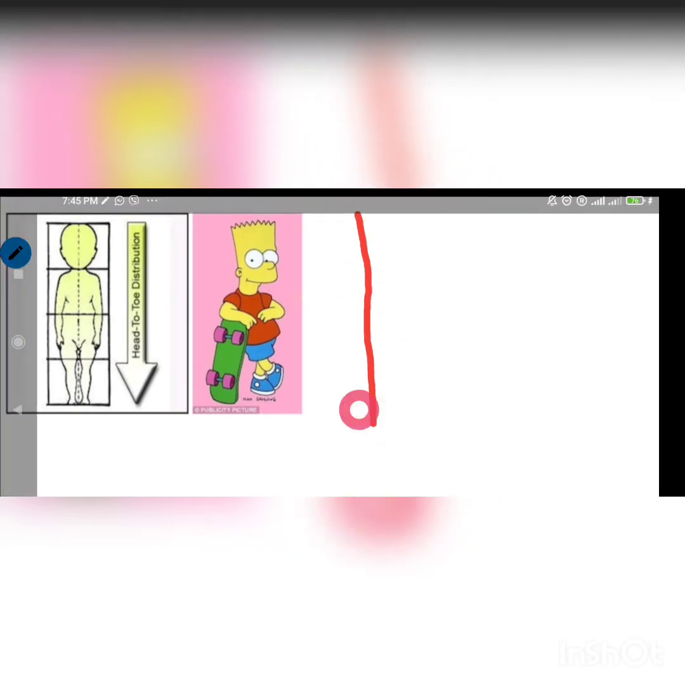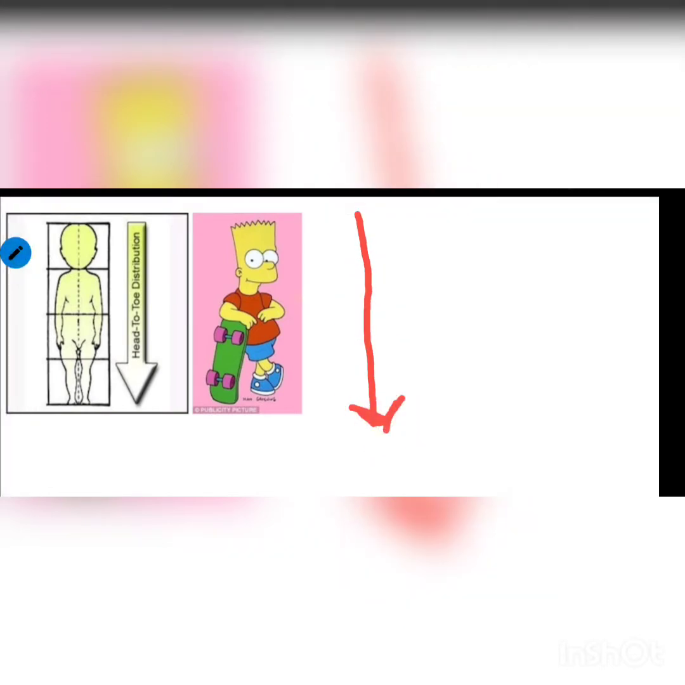The severity of the yellowish color of the skin can increase from head to toe. We classified the degree of the jaundice by the distribution of yellowish color from the head to toe. So if this starts on the head, the yellowish color on the head, we can say it is first degree.